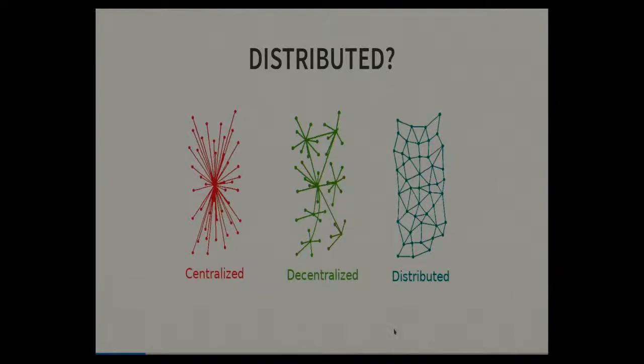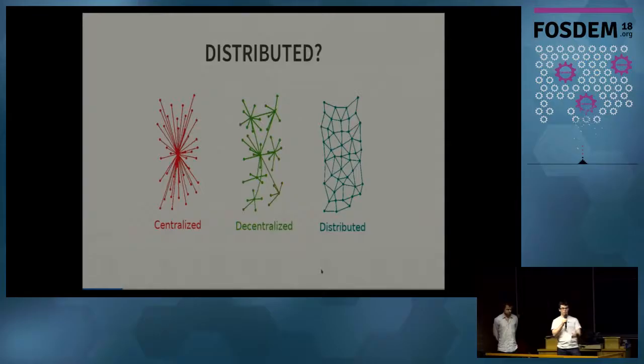So, how does it work? First, what is a distributed network? Basically, you have three types of networks. You have applications like Skype, which use a centralized network. You basically have one server which does the authentication and through which all data passes.